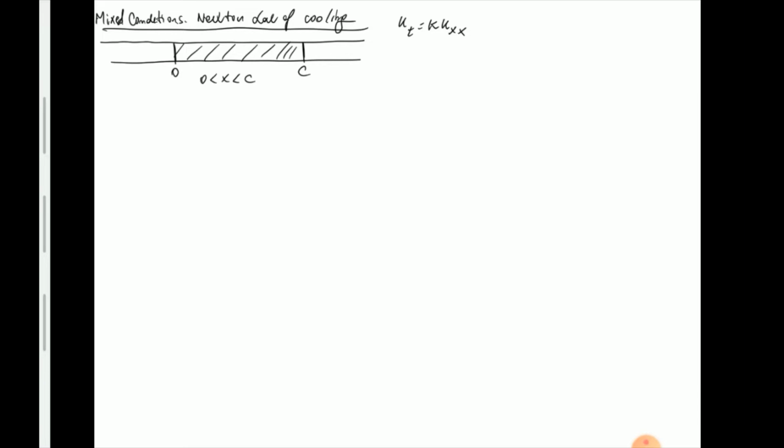Good afternoon. So in this lesson, I'm going to go over an example that leads to yet another type of boundary condition that involves both the value of the function at the boundary point and that of its partial derivative. So let's review briefly what we just did in the previous lecture.